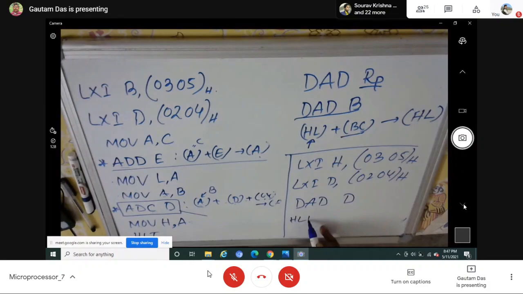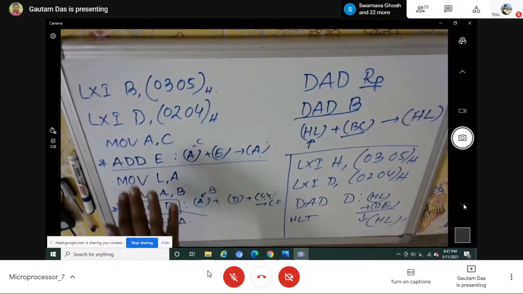Then stop. What will this do? It will add HL plus DE, and after performing this, the result will be stored. But remember, this DAD cannot do this 16-bit addition in a single step. Internally, the processor will follow this process to perform the addition of these 16-bit data. Okay.